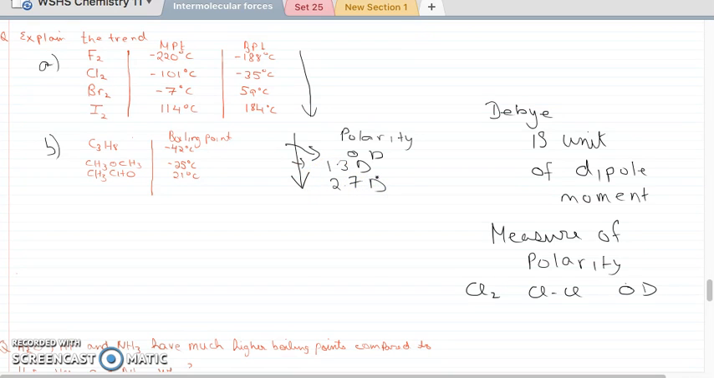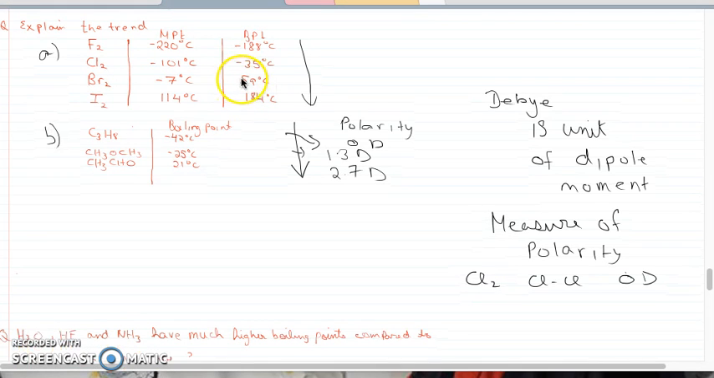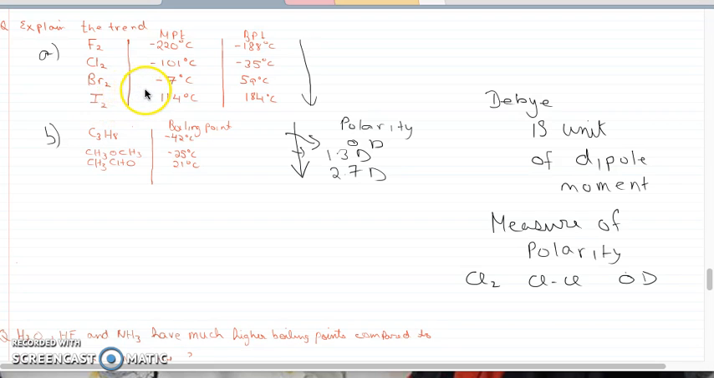Now with that information, now knowing that dipole moment is just a measure of polarity, can you use that to your advantage to explain the trend in part B? Okay, so for the first one, in which we have fluorine, chlorine, bromine, and iodine, all you have to say is that as you go down the group, you can see that the melting and the boiling point increases. Now you explain why that happens.